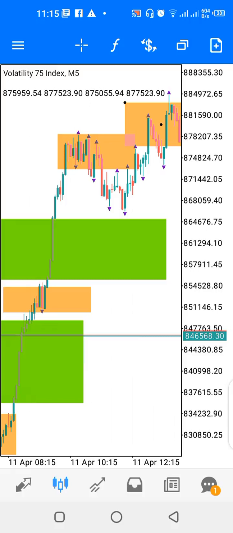Make sure you test the strategy, the Grail-Hedge strategy. Test it with a demo account first. Test it for some time until you fully understand how it works before you put your money and then start to trade with the Grail-Hedge strategy.